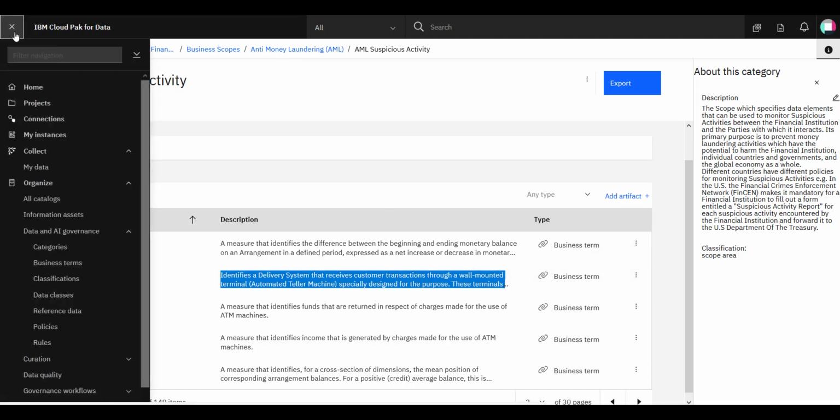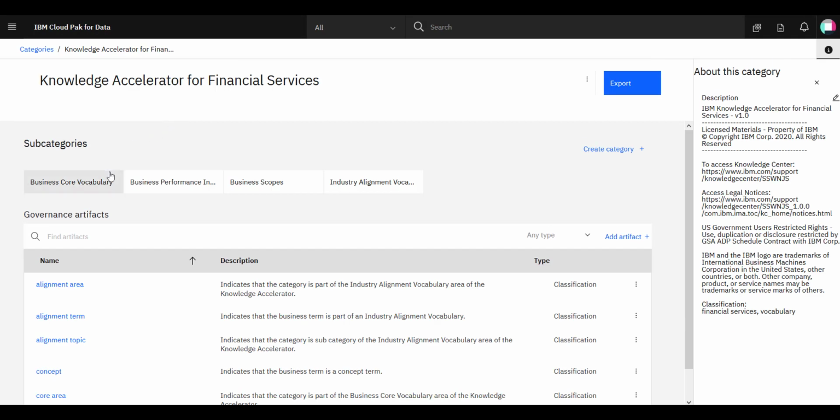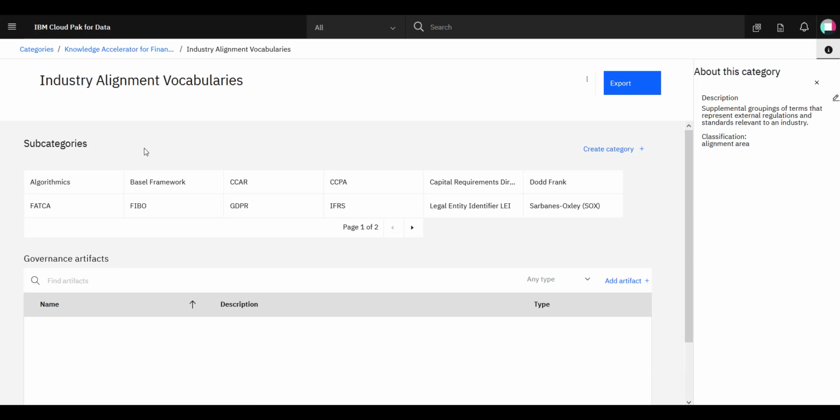The final category area that we will walk through is the industry alignment vocabularies. These are vocabulary representations of the native terminology and structure of external industry standards and financial regulations including Basel, Dodd-Frank, FATCA, and data privacy regulations, GDPR and CCPA. These alignment terms are mapped across to the business core vocabulary, enabling the alignment terms to be used as an entry point into the core business terms and by extension to any data mapped into these same core terms.